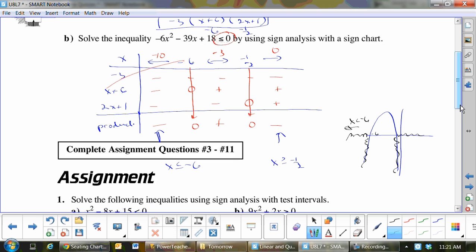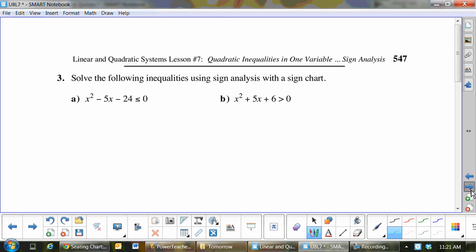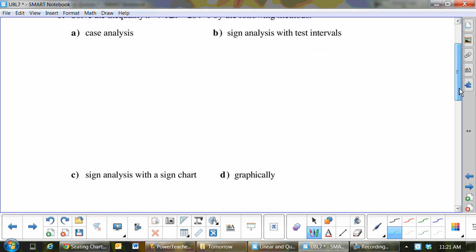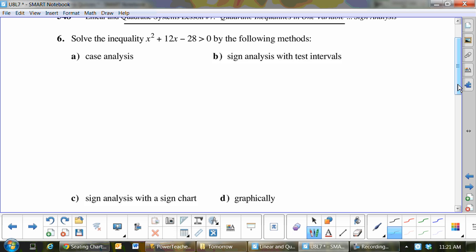This is actually part of your homework, so we're doing your homework right now. Now, I love this question because if I was making a study sheet, I would have this question on that study sheet, and I would do the entire question. Why? Ask me for case analysis, do the same question again using test intervals, do the same question again using sign analysis with a sign chart, and then do it again graphically. So all four of them should have the same exact answer. It's how you get to that answer.